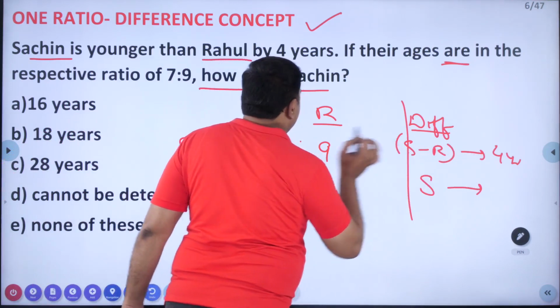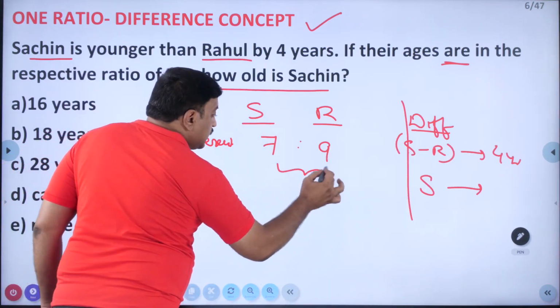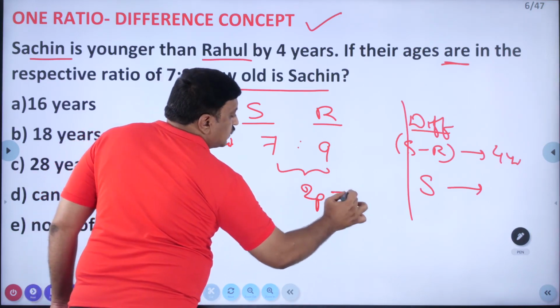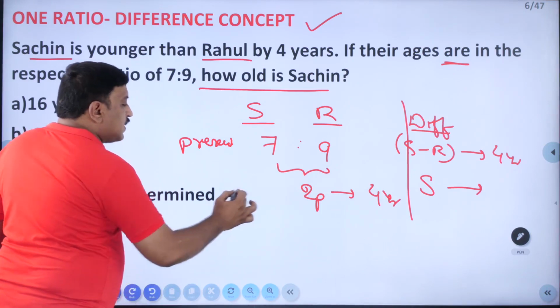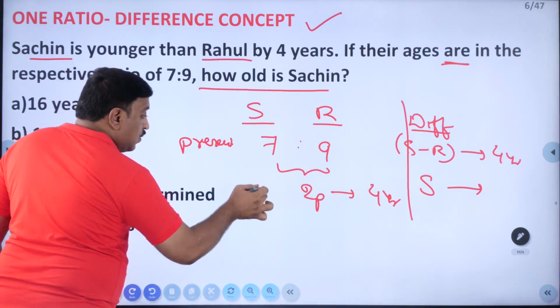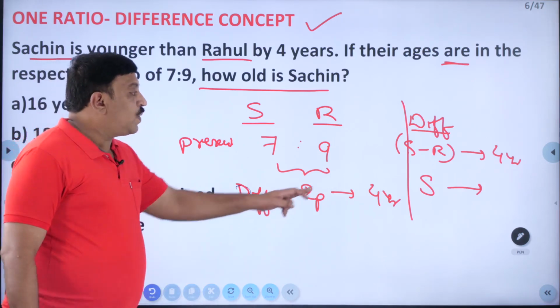Difference 4 years, here also the present difference. So 7:9, the difference is how much? It is 2 parts. How many years? 4 years. Okay, I have to write here difference, right? Don't forget this one. Difference, you write that one. Difference 2 parts, 4 years.